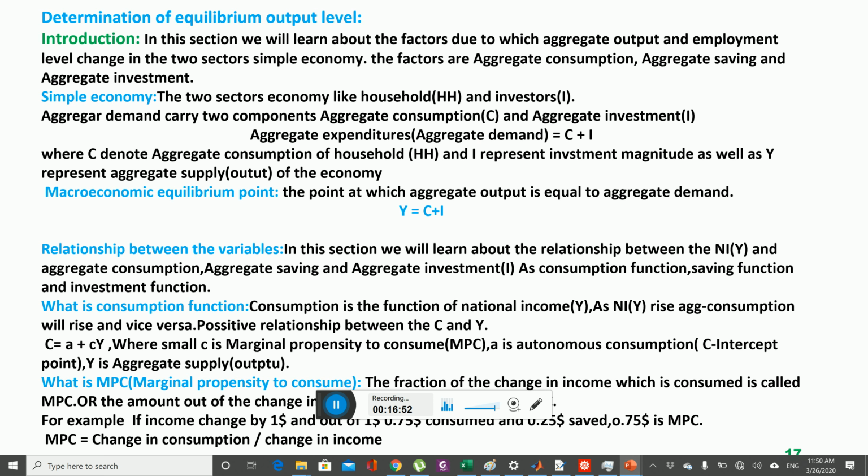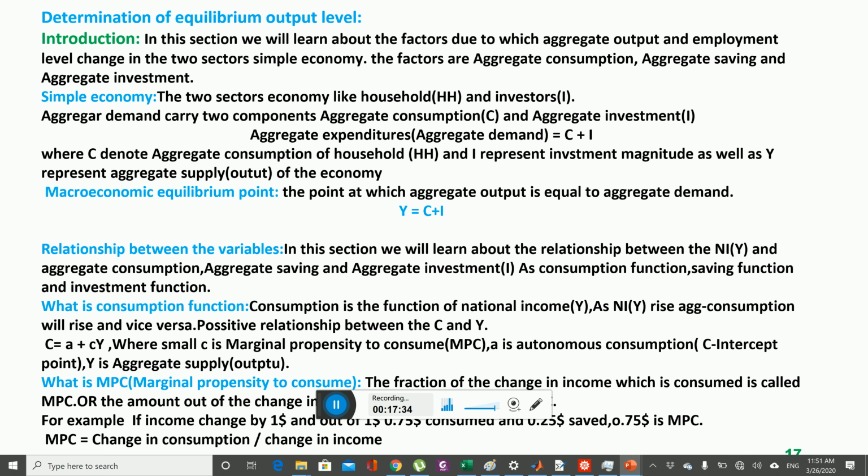Aggregate demand carrying two components means that we have two types of demand in the simple economy. One is the aggregate demand of the household, demand for goods and services, and the other is the aggregate demand of investors, demand for raw material, for labor, for capital, and so on. C is the aggregate consumption and I is the aggregate investment. Now the equilibrium output level will be the macroeconomic equilibrium point, the point at which aggregate output level is equal to aggregate demand. That point is called the equilibrium point in the simple economy.